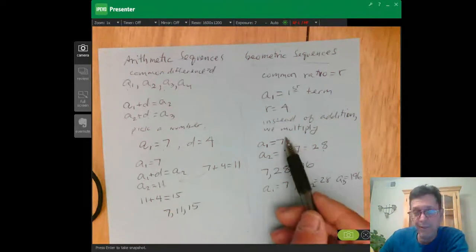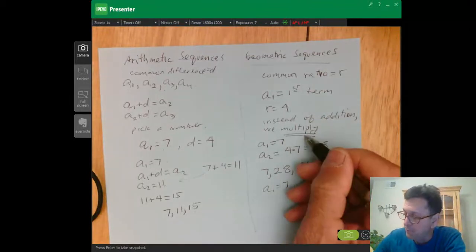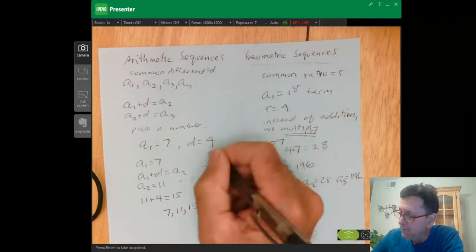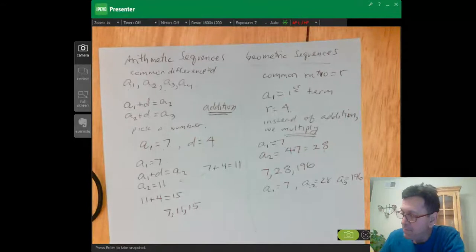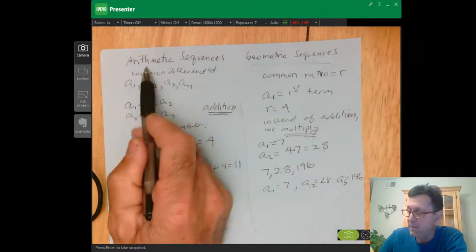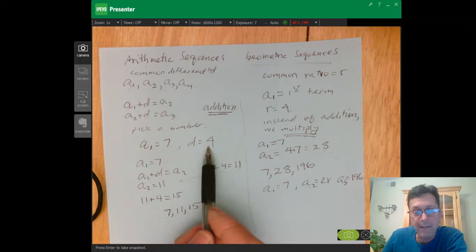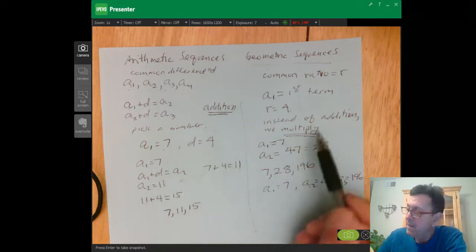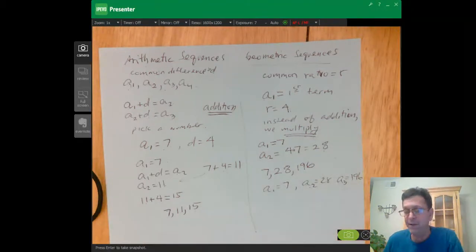So that's how you make an arithmetic sequence. This is how you make a geometric sequence. The big difference here is this is multiplication. Here, this one is addition. So arithmetic sequence, addition, you're repeatedly adding the common difference. It's a difference. Here, you're repeatedly multiplying by the common ratio.